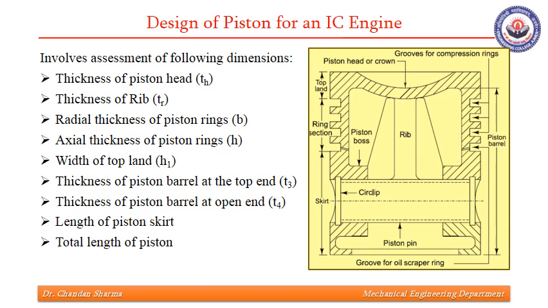Now let us move on to a few questions on design of piston. Let us quickly recall what we have found when we discussed design of piston. This is the diagram of a piston, cross section of a piston. We found thickness of piston head, then thickness of rib, then radial thickness of piston rings, axial thickness, top length, thickness of piston barrel at top end, thickness of piston barrel at open end, length of piston skirt, and total length of piston. We have done a detailed analysis of design of piston. Before proceeding to the questions, you are requested to go through the presentation.